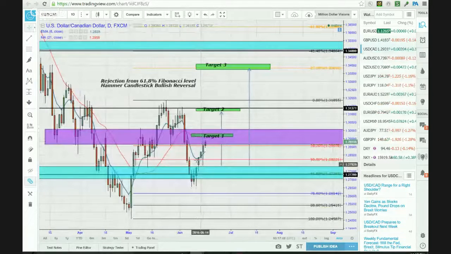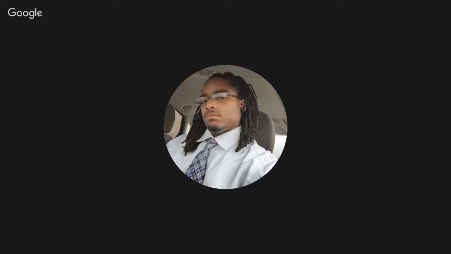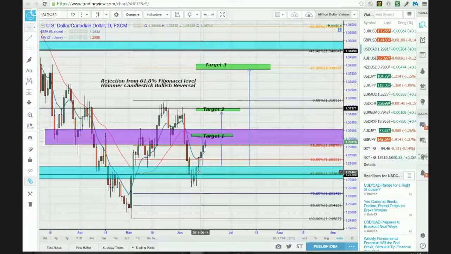First, we had a rejection from this 61.8% Fibonacci level. I got my fibs drawn from swing low to swing high. You see, price came down here and was rejected away from the 61.8. We had a hammer candlestick, which is a bullish reversal candlestick. So this is when I actually told people to go long.